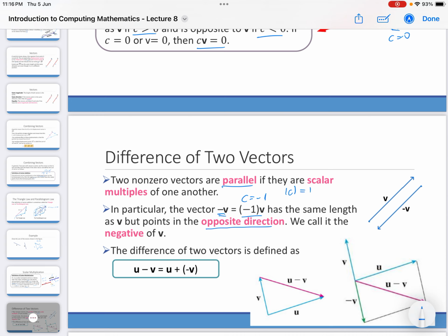So the difference of two vectors, let's say we want to calculate U minus V, is equal to U plus negative V. We can look at it the same way as adding two vectors, but now for the other vector, we just put the negative sign in front of it, which makes the direction opposite.